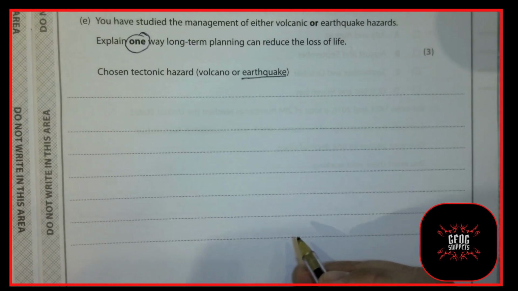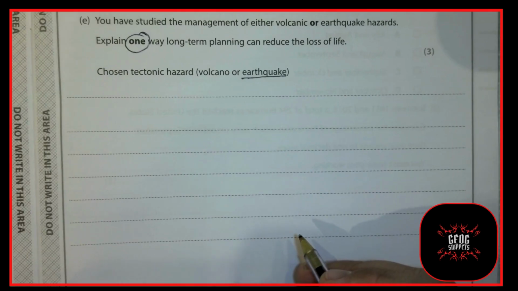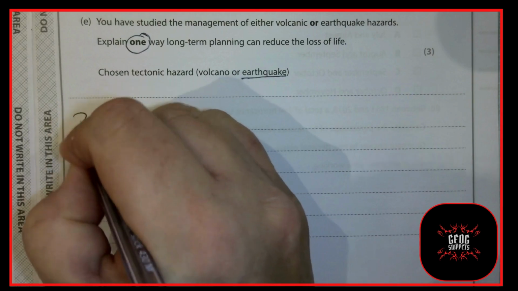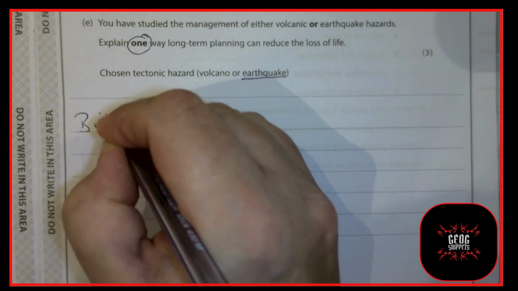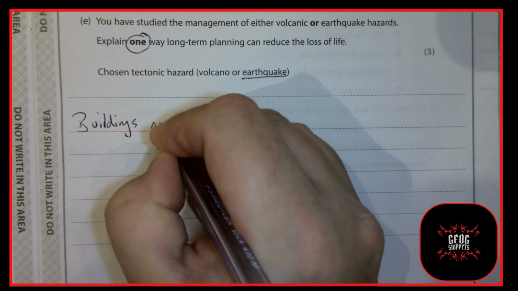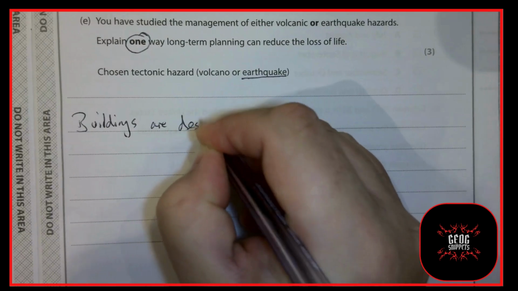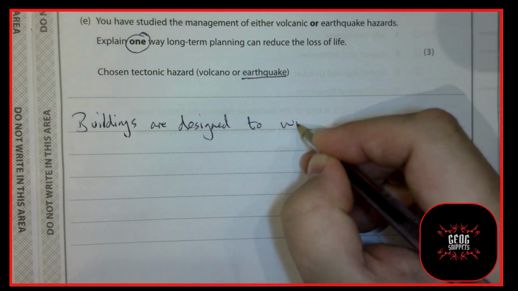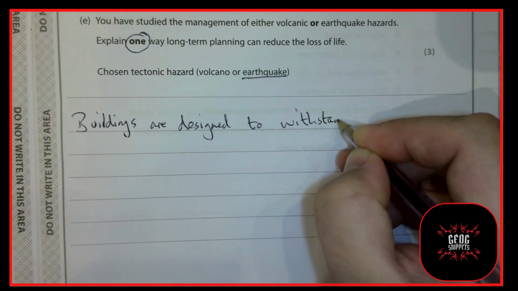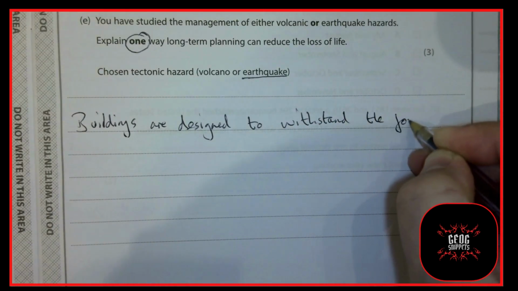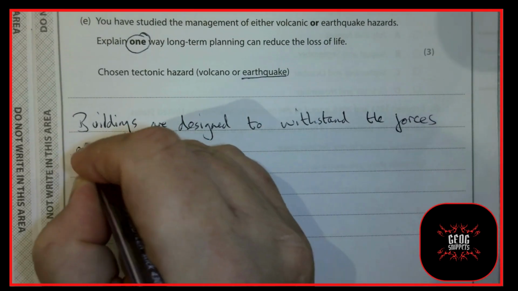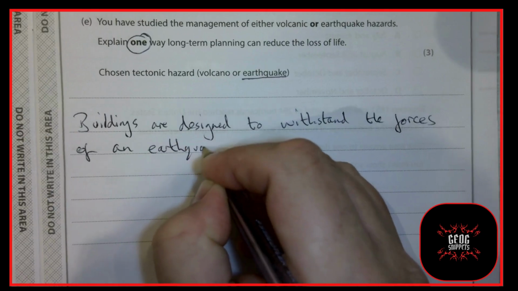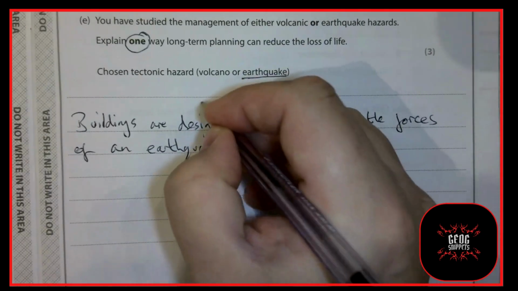So I'm going to talk about something to do with the design of the buildings. So I'm going to put here that buildings are designed to withstand the forces of an earthquake. So that would be 1 mark.